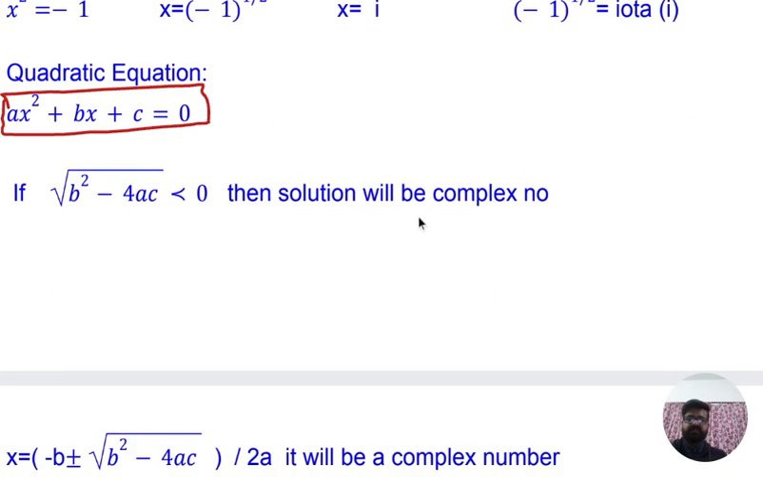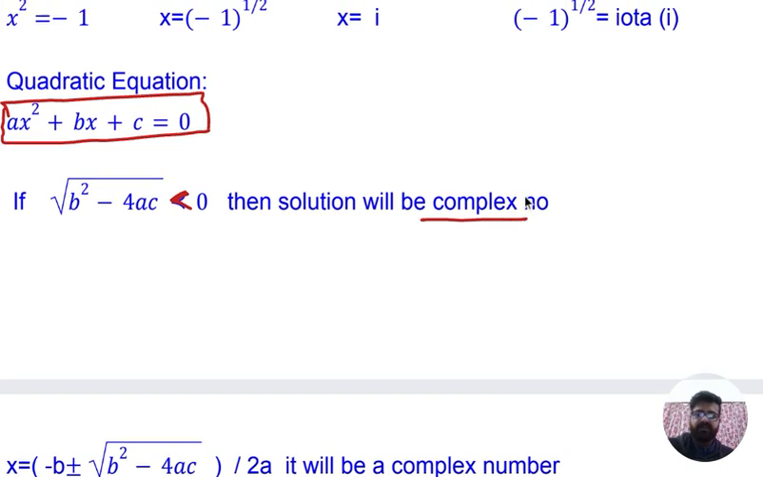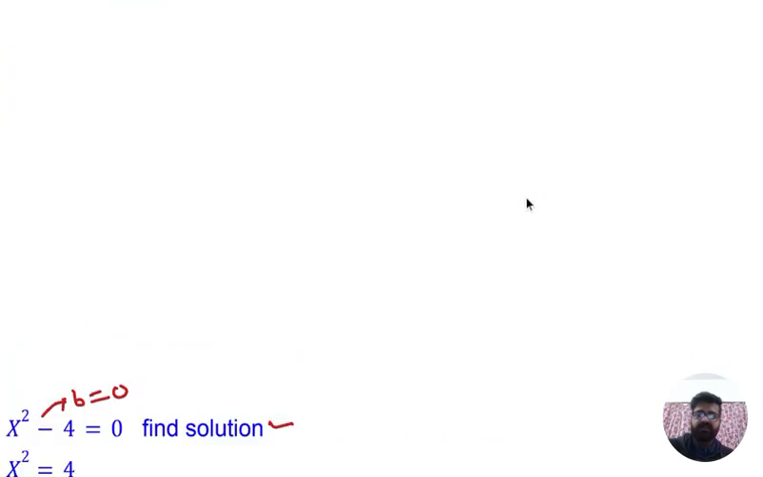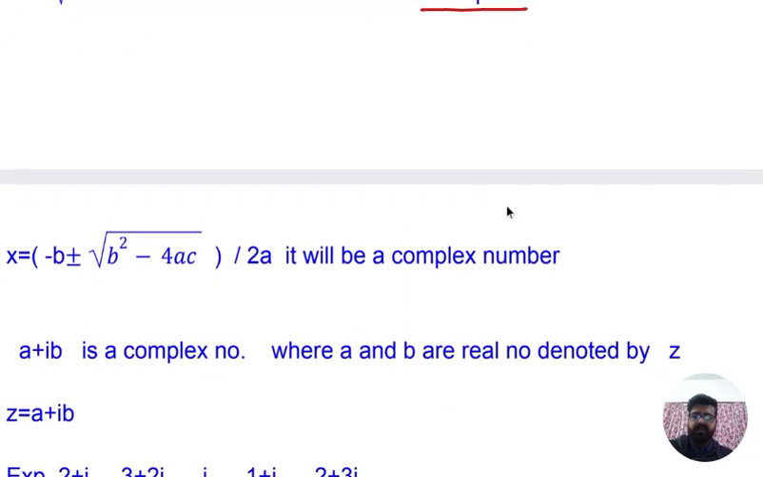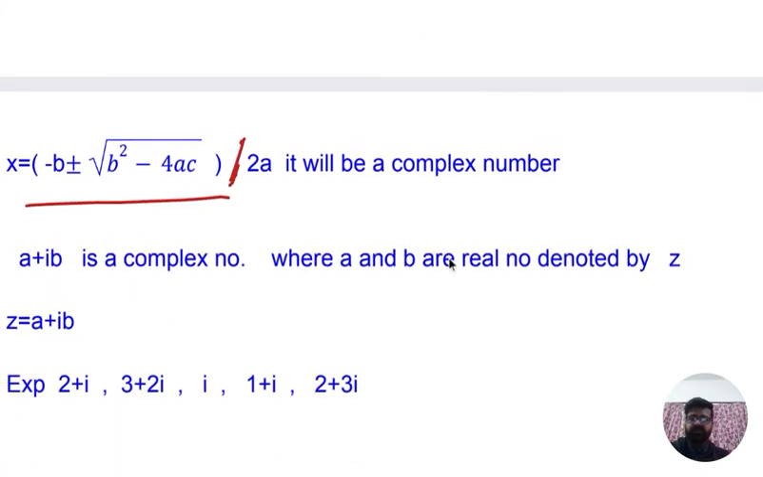Keep in mind, if b square minus 4ac comes less than 0, then the solution will be a complex number. So keep in mind, and I have already proved that by solving this equation, that this is true. Okay, now here you can see this is a formula for finding the value of x, the roots of a quadratic equation. Okay, now this is a complex number.